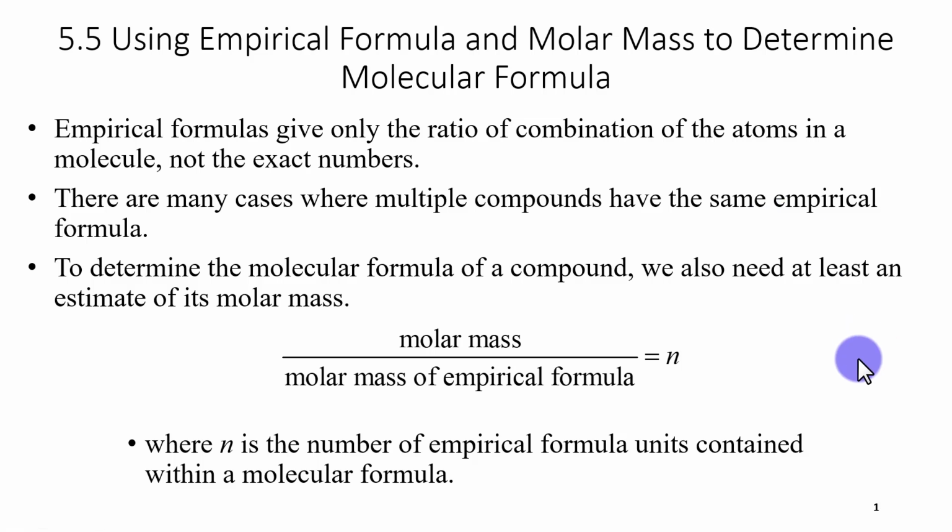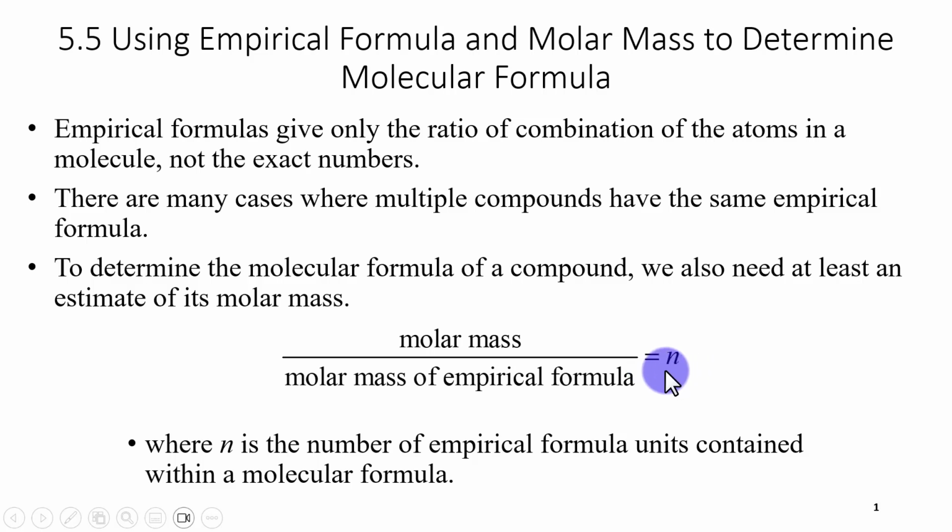So if we want to do that, we need the molar mass and the empirical formula, because this is the formula that gives us their relationship. If I have the molar mass of a compound and I divide it by the molar mass of just the empirical formula, it will give me this number n. It should be very close to an integer. If it isn't a whole number, then we round if close enough.